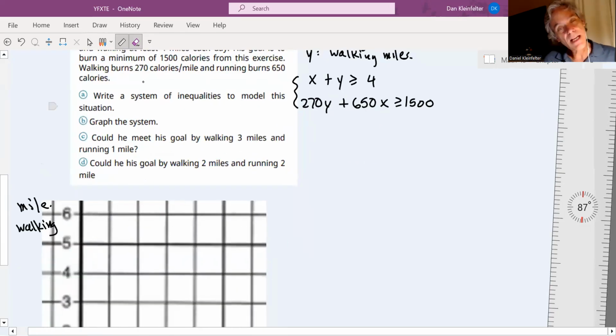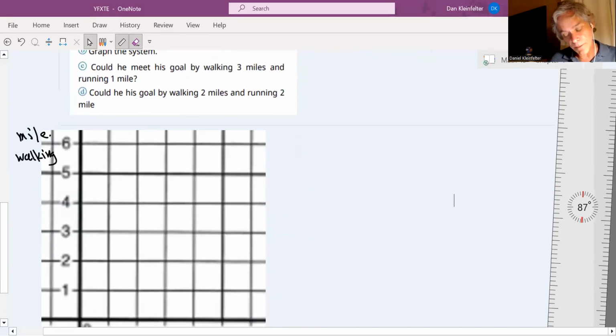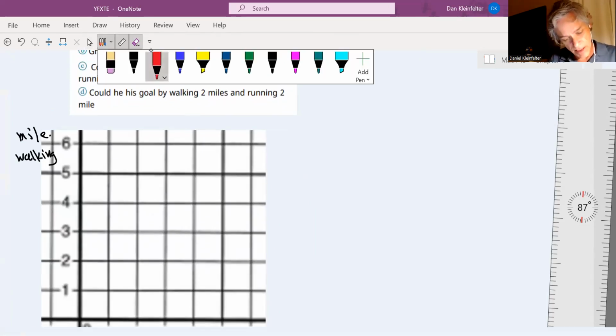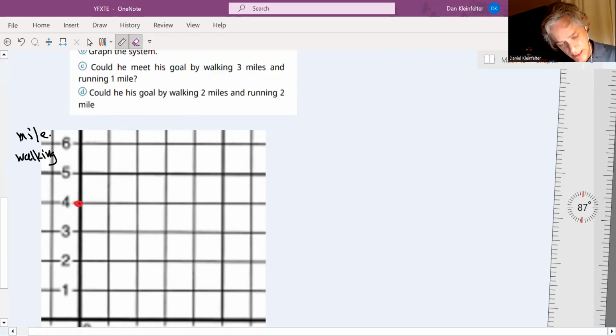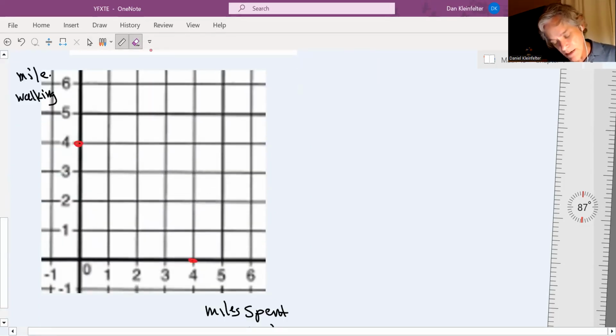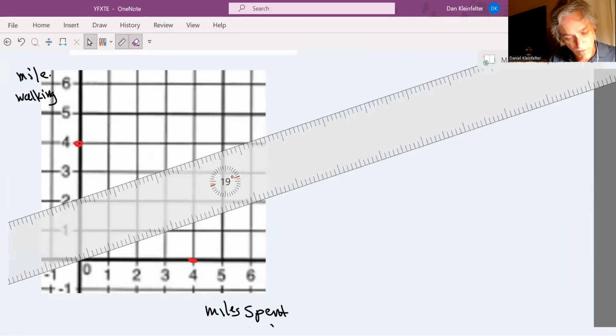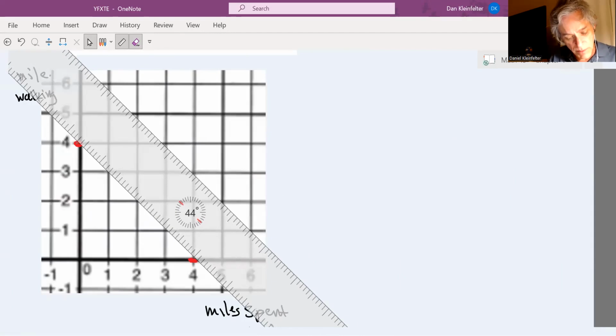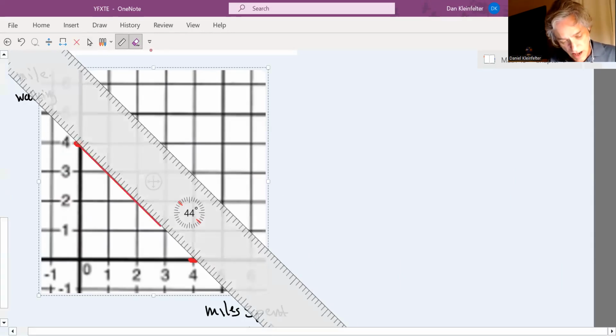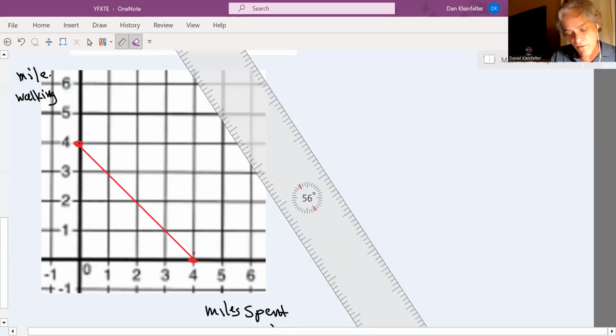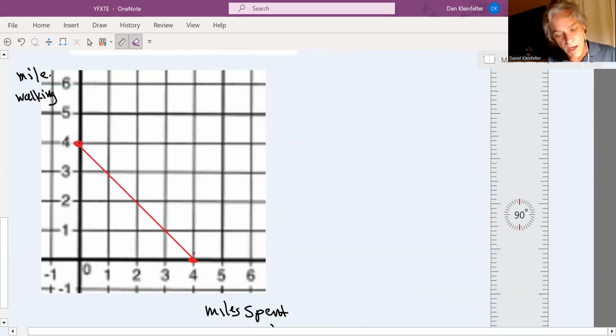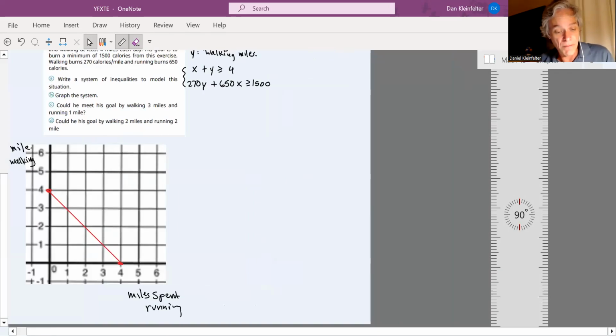The first one, x plus y being at least 4, we can go ahead and draw that on now. I'm going to make this one red so it stands out. For that one, if you think about it, the two intercepts are going to be at (0, 4) and (4, 0). He's supposed to be doing 4 miles of running and walking together. If he does no running, he's doing 4 walking. If he's doing no walking, he's doing 4 running. Okay, so that's going to be our first inequality.